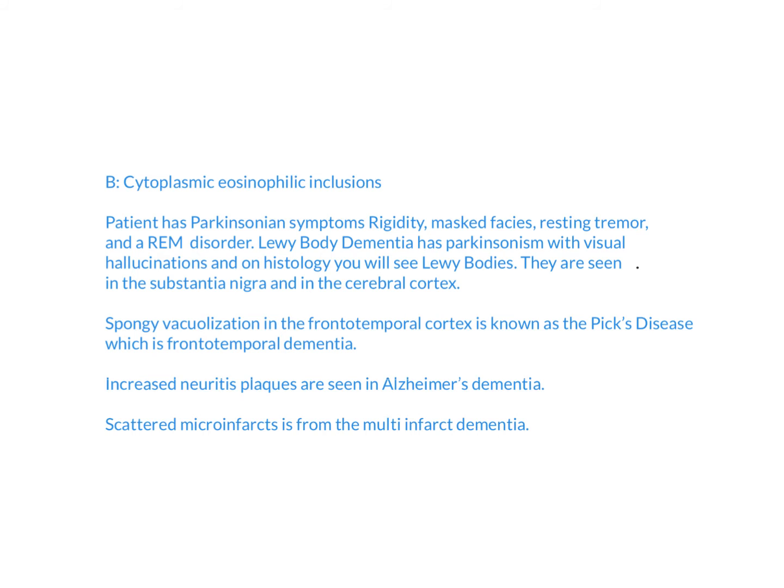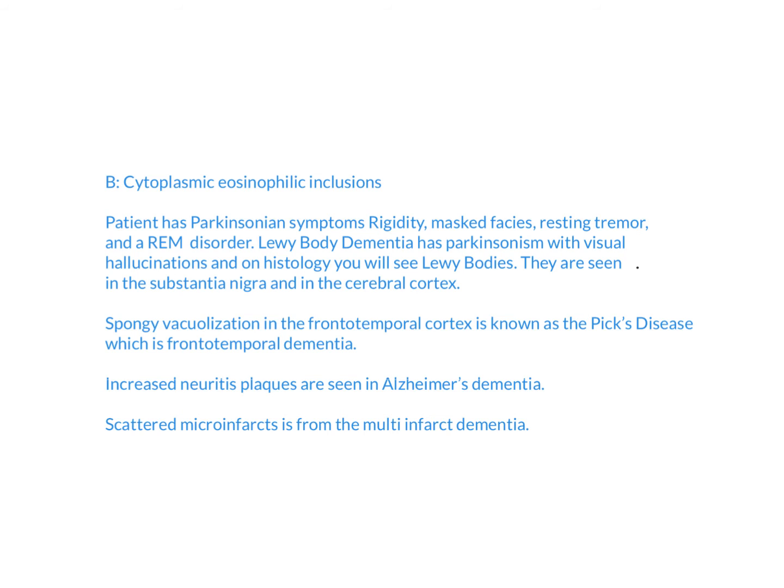So just like the name implies, it's going to be a dementia with Parkinsonian features. This is where you get the visual hallucinations, and on histology, you'll get these Lewy bodies. Lewy bodies will be described as cytoplasmic eosinophilic inclusions. They'll very rarely say Lewy bodies; they'll more likely describe it, since that's a little bit trickier. And they're typically seen in the substantia nigra and in the cerebral cortex.